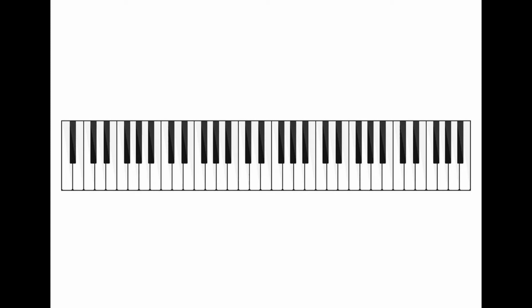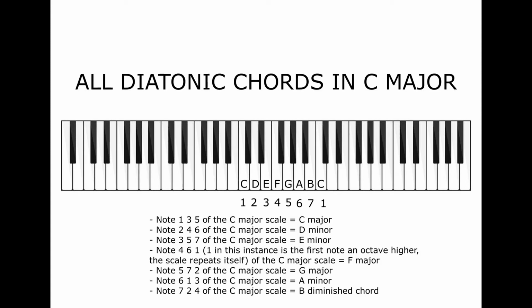Going back to the talk about diatonic chords, here are all the diatonic chords in C major. Note 1, 3, 5 of the C major scale is C major. Note 2, 4 and 6 of the C major scale is D minor. Note 3, 5, 7, E minor. Note 4, 6, 1, F major. In this instance, 1 is the first note, just an octave higher. The scale repeats itself, remember?